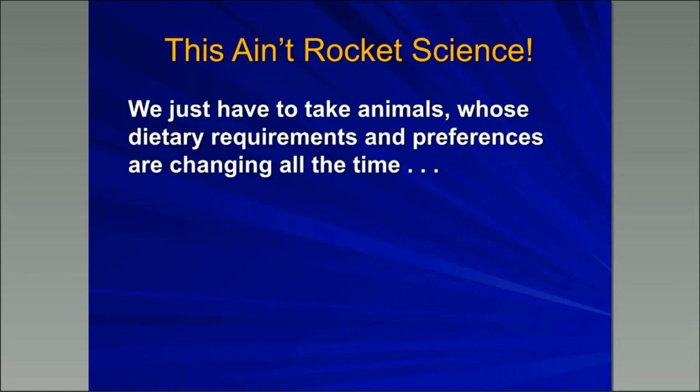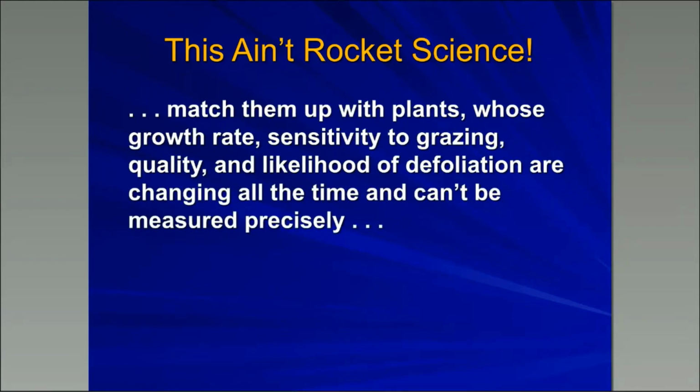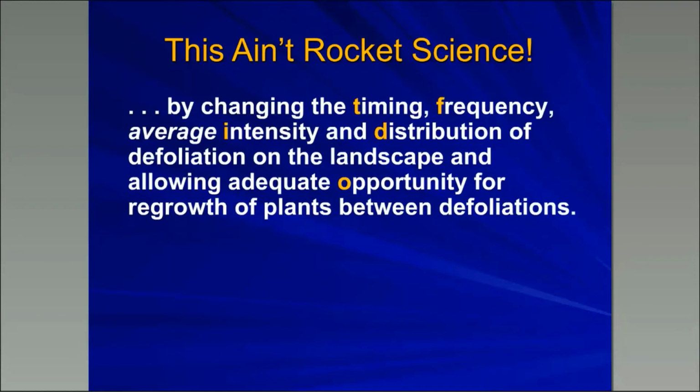What we've got to do as grazing managers is take animals that are changing every day and match them up with plants that are changing every day. And we can't measure what either one of them is doing real precisely. And the way we do it is by changing the timing, the frequency, the average intensity of defoliation, the distribution of the animals, and the opportunity for growth before or regrowth after to affect how those desired plants perform.